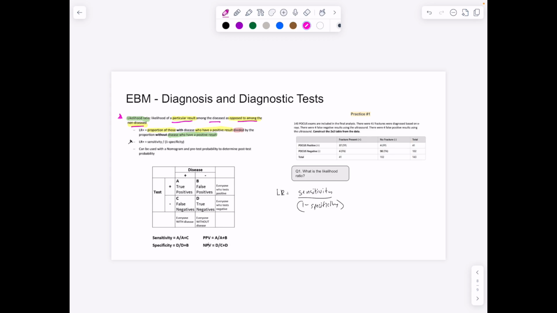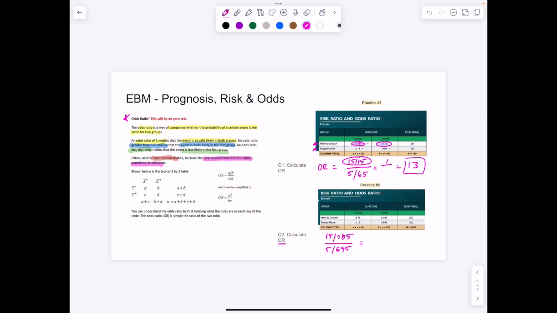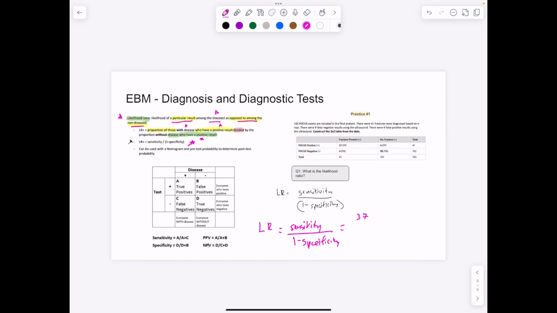And so likelihood ratio: proportion of those with the disease who have a positive result divided by proportion of those without the disease who have a positive result. So likelihood of a particular result among the disease as opposed to among the non-disease. But our equation for this is just likelihood ratio is equal to sensitivity divided by 1 minus the specificity. Okay, so here our sensitivity was 37/41, and then our specificity was 98/102, and then you could calculate that overall.